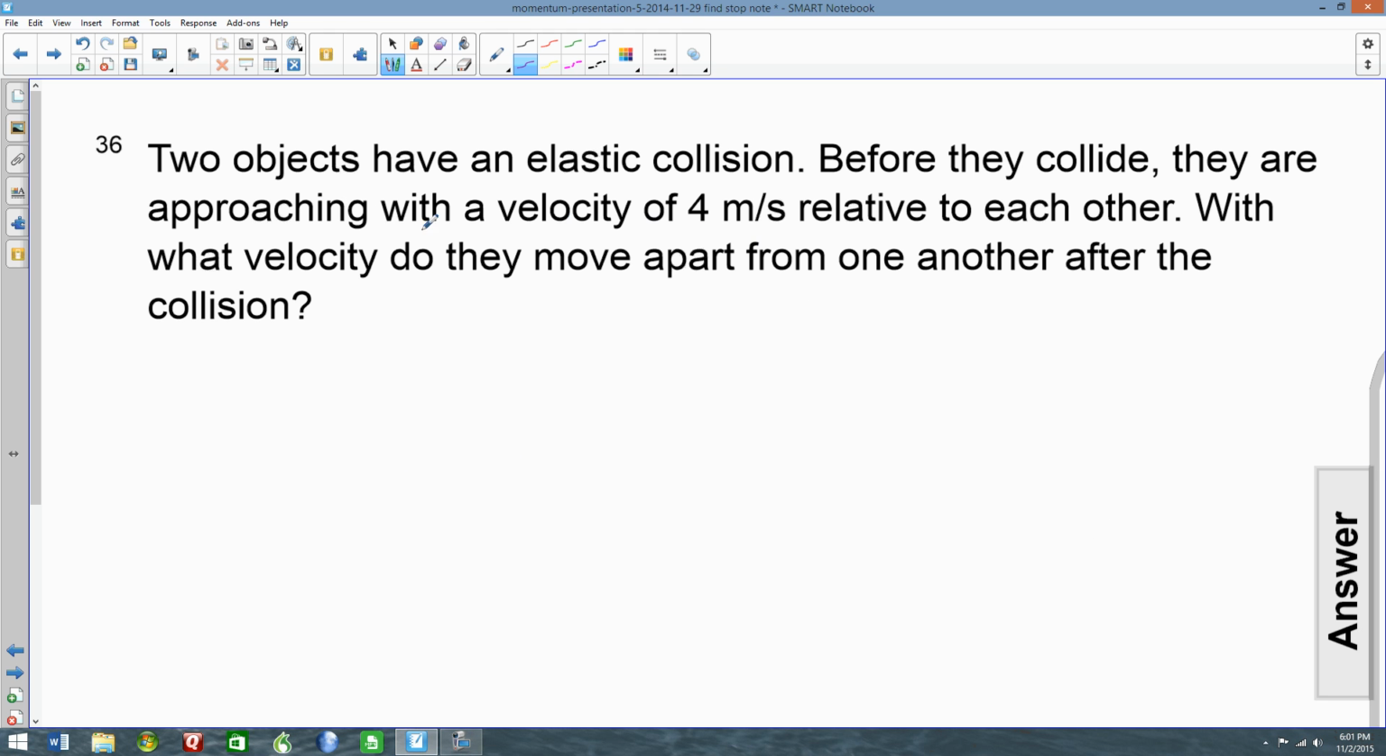Okay, so for this one, they're both approaching each other. One of the objects is going to be traveling east and the other is going to be traveling west. I want you to go ahead and see if you can figure out with what velocity they have after the collision. Pause the video now.